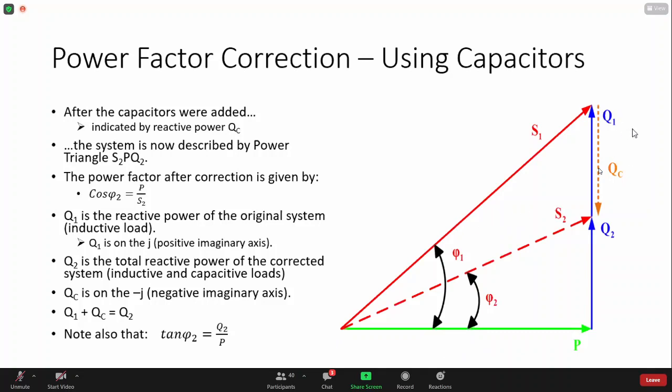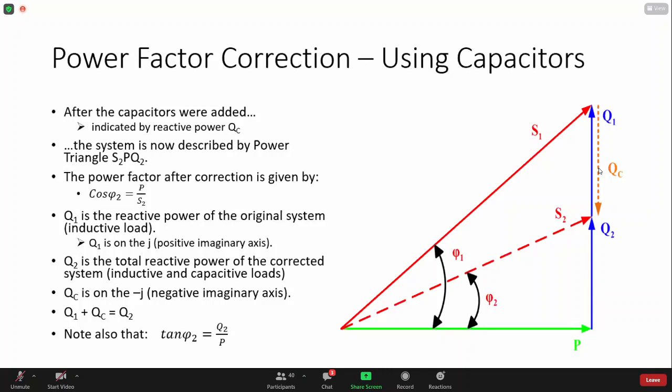Q1 is also imaginary, but it's positive. This vertical line here is your imaginary axis. P is the real, Q is our imaginary. But you have positive imaginary, like Q1, and you have negative imaginary, like QC. The positive aspect would behave like inductance, and the negative aspect would basically represent the capacitor, the reactive capacitance.